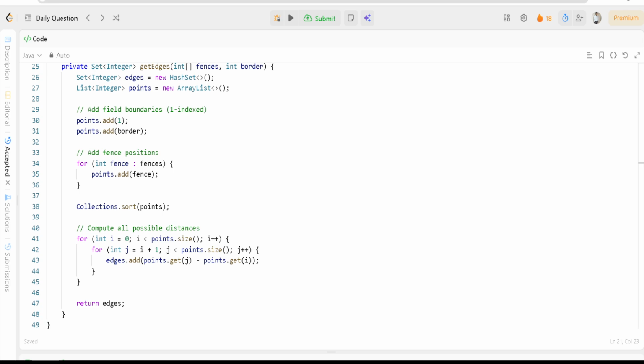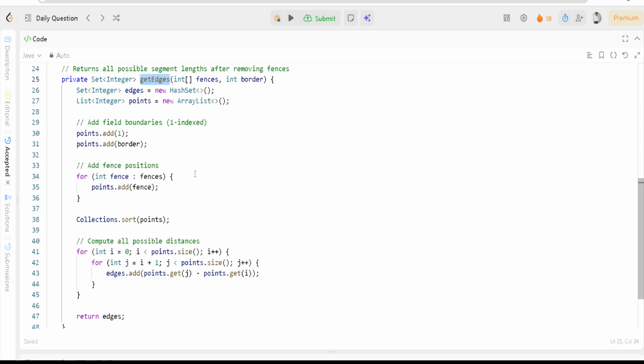I'll request you to try the time and space complexity. I suggest that we have to find getEdges two times, so think about the space complexity and the time complexity. Please write both in the comment section. I'll put it in the comment section too.